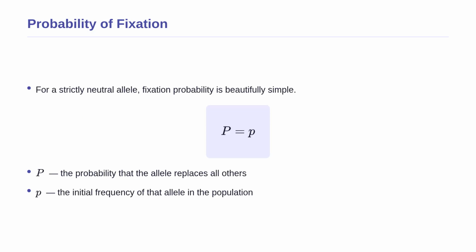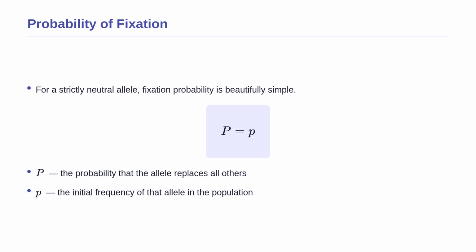Now that we understand the founder effect, let us look at the mathematics of fixation. What is the probability that a specific allele will eventually become fixed, meaning it reaches a frequency of 100% and replaces all other alleles? For a strictly neutral allele, one that does not give any survival advantage or disadvantage, the mathematics of genetic drift provides a beautifully simple rule.